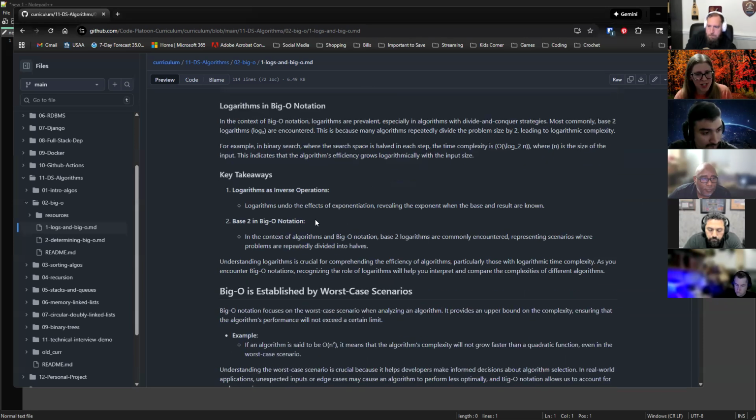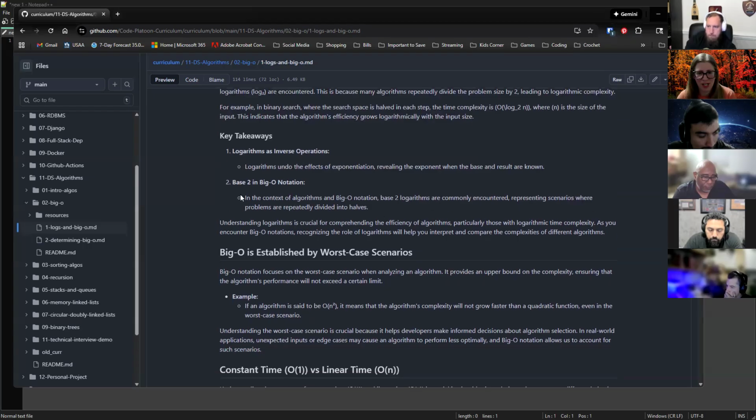So key takeaways, we see that logarithms are the inverse operation of exponentiation. So it's the way to figure out the exponent when we know the base and the result of that. And then in the context of algorithms and big O notation, base 2 logarithms are commonly encountered. Yes, okay, so we use that a lot in our big O.